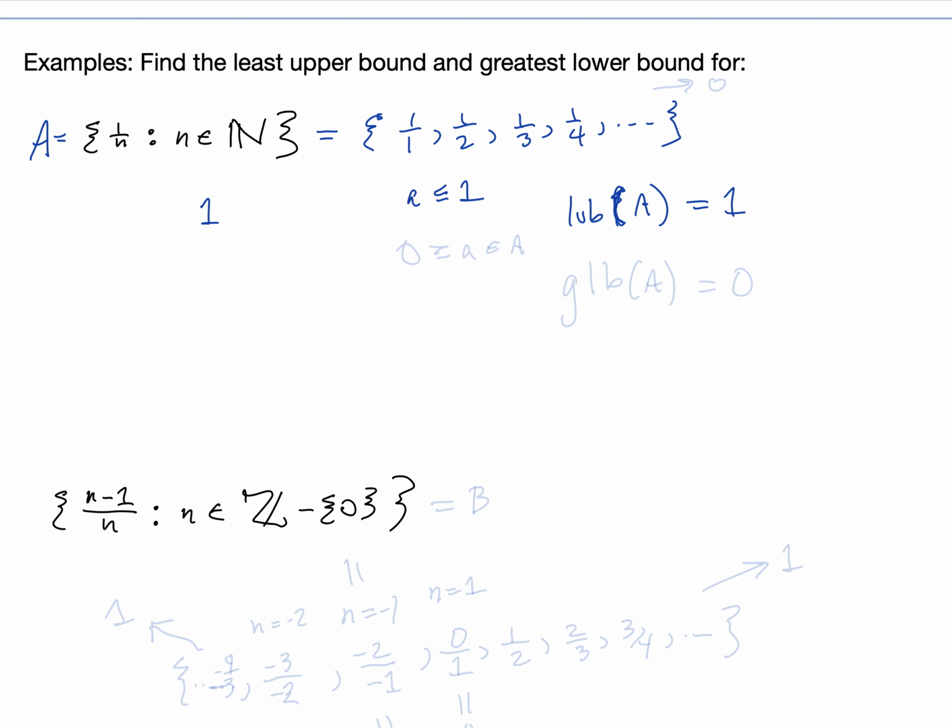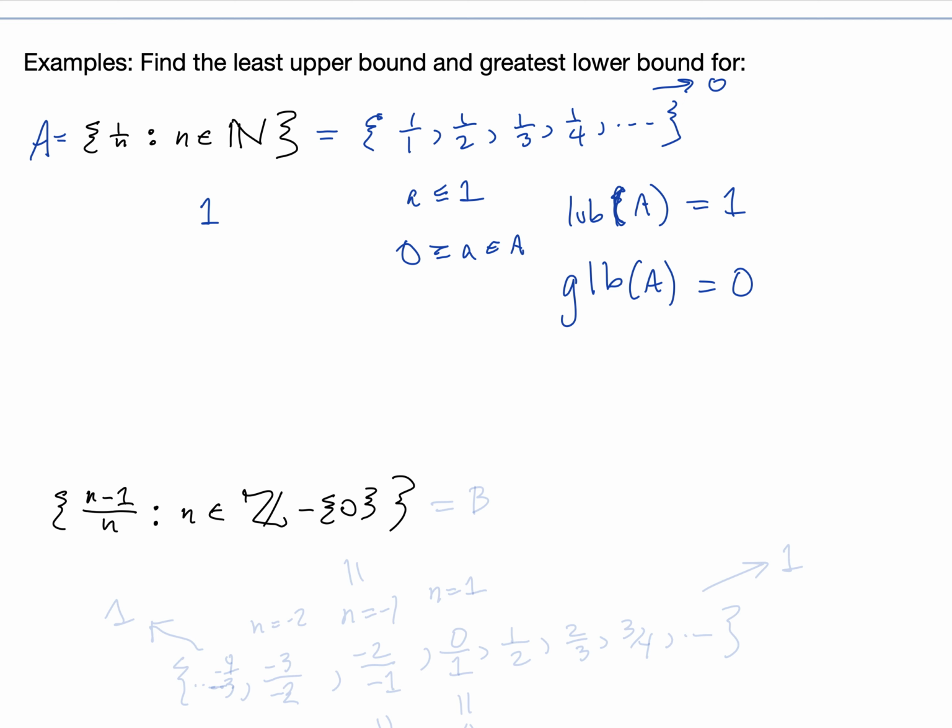And what about a greatest lower bound? We can see that this is heading towards 0. It's converging towards 0, but it's never actually going to hit 0. So 0 is less than or equal to a for every element a in the set. And we can also see that 0 is going to be the greatest lower bound. There is no lower bound greater than 0. There's no epsilon greater than 0 such that every element in that set is greater than or equal to epsilon. So the greatest lower bound of this set is 0.